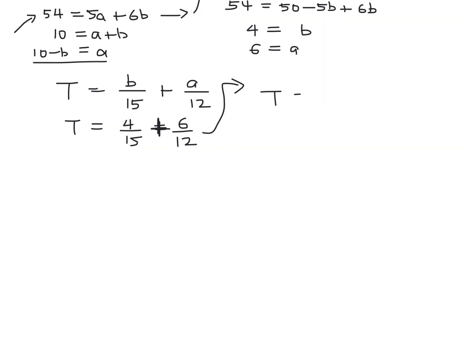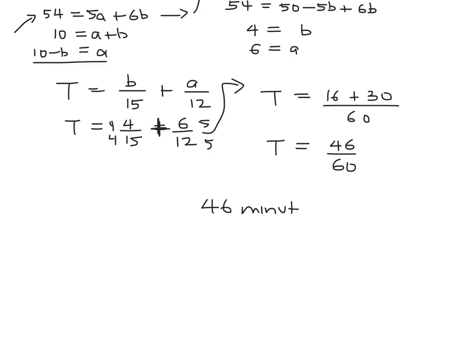So T is going to be, oh boy, common denominator again. 4 and 4, 5 and 5. So 16 plus 30 over 60. So that is 46 over 60. And that is basically 46 minutes. Because that's in hours, right? And I think that is the answer.